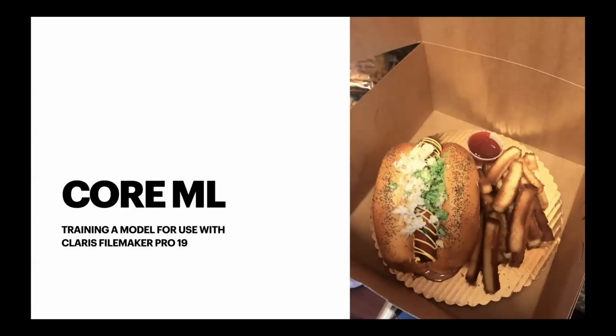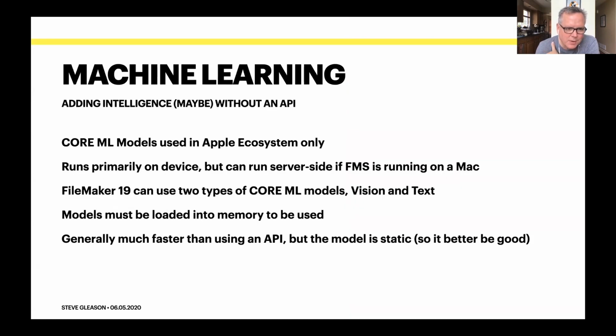Okay. So FileMaker 19 now uses Core ML models. And there's a couple things that you need to know about Core ML. It is specific to the Apple ecosystem only, meaning you can use it in FileMaker Go and FileMaker Pro on the Mac. But then there are also instances where you can perform a script on server if FileMaker Server is running on a Mac. As of right now, FileMaker can only use two types of Core ML models. Those are vision and text. Vision has a few more options to it than text does. And the models do need to be loaded into memory to be used.